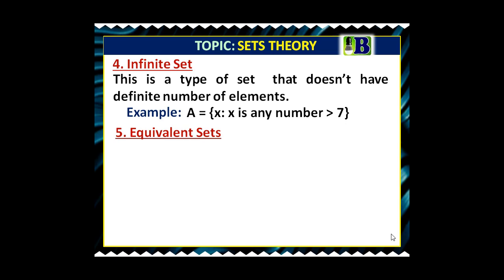This kind of expression is a little confusing, but what it is trying to tell you is that any number greater than 7 is an element of A. If I ask you now to count all the numbers greater than 7, you keep on counting and you will never stop. That is the reason why we call it an infinite set, because the elements keep on moving along, they don't stop.